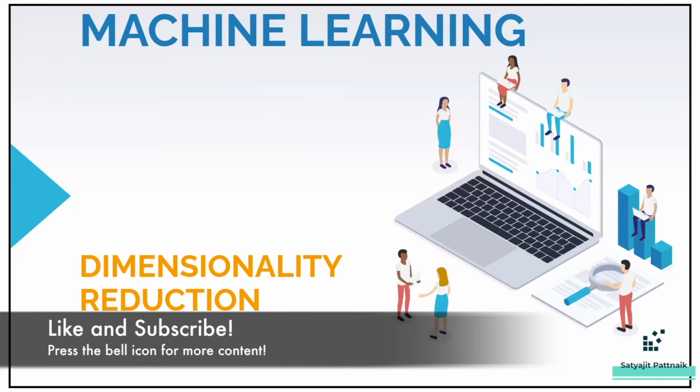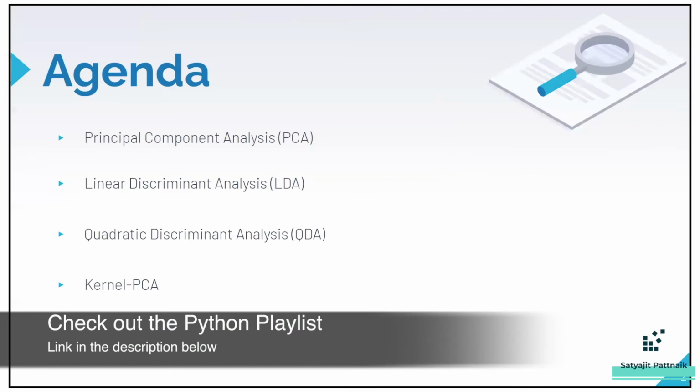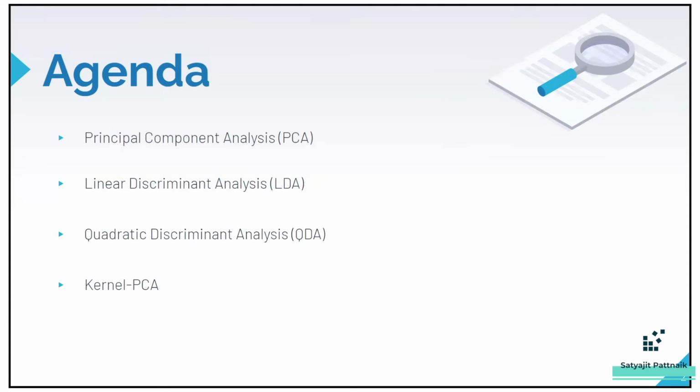So let's get started. As I told, today's topic is all about dimensionality reduction. We'll try to understand what exactly dimensionality reduction means, what exactly dimensions means, what are features and all those things on a very high level. But we will quickly jump into our main topic, which is going to be PCA for now. But this is going to be the agenda for this entire series.